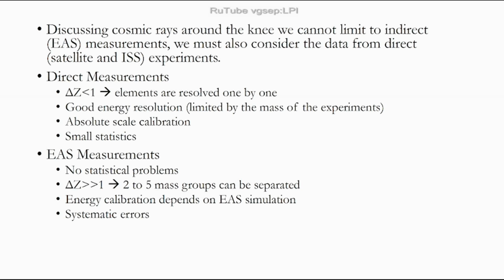And so we must rely on the extensive air shower simulation. And this introduces a systematic error and a difficulty in the absolute calibration of the energy scale of this experiment. We must have well under control the systematic errors of these experiments. This is one of the main difficulties we have in running these experiments, to control and to cope with systematic errors.